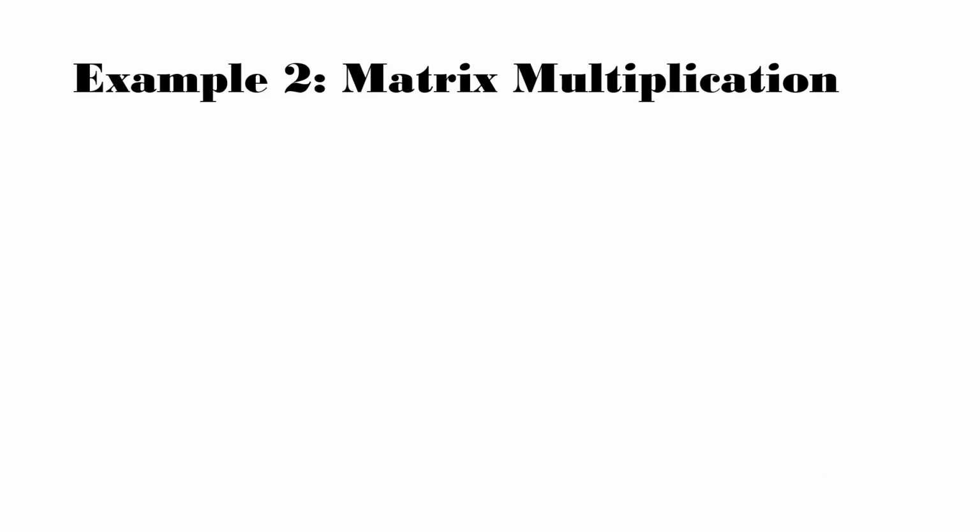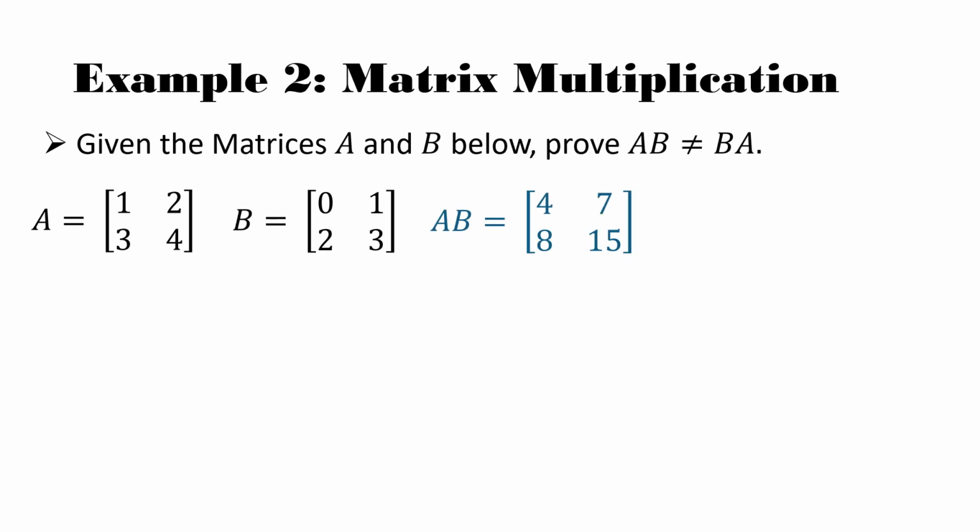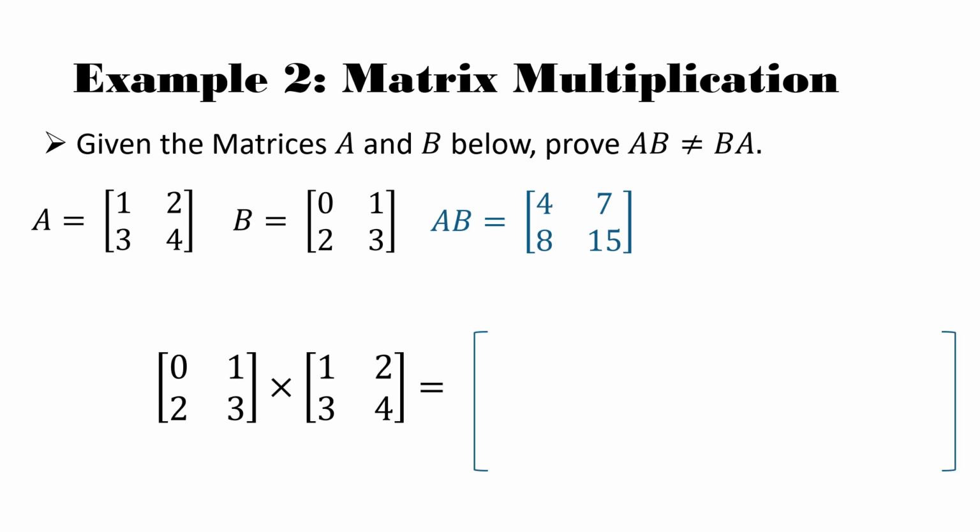So let's dive a little bit deeper into that with example 2. Given the matrices A, B below, prove that AB is not equal to BA. So here's A and B. We've already worked with them in example 1, and actually we've already worked out AB. So we have part of the work done for us. So what we're going to work with now is the second part and figure out BA. So I'm going to take matrix B and multiply it by matrix A. So we're going to use the same process.